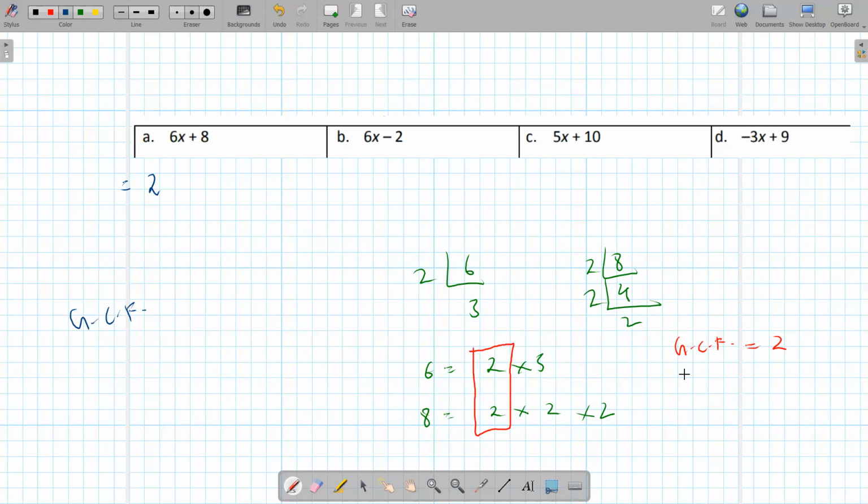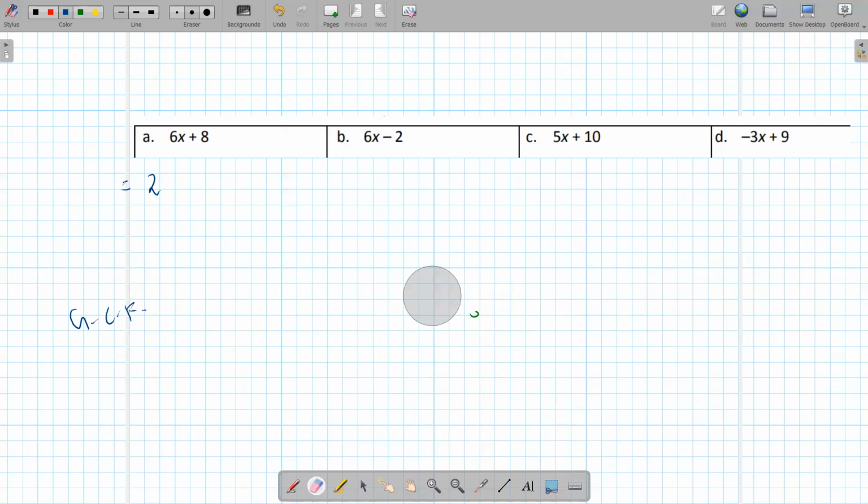Do you remember how to find the LCD? The lowest common denominator, or the lowest common multiple? That is going to be what they both have in common, 2, and everything else. It's 24. But we don't care about the LCD here. We're strictly concerned with GCF. You don't even have to do this, but it's just logic. What's the biggest number that can go into 6 and 8? It's going to be a 2. So we're going to pull the 2 out.